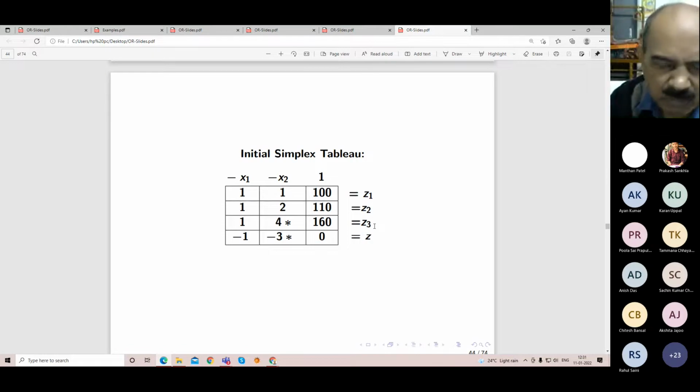There is a label. What is the label? In the second column, the label is -x2. In the third row, the label is z3. So in the next table, we will interchange. Why will we interchange? This x2, which is a non-basic variable, will be a basic variable, and z3, which is a basic variable, will be a non-basic variable in the next table.